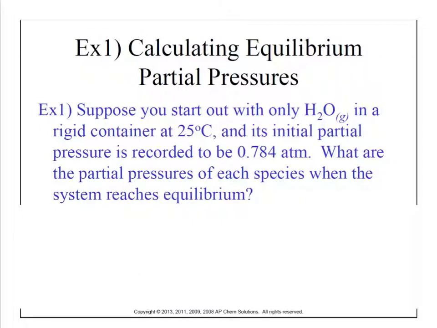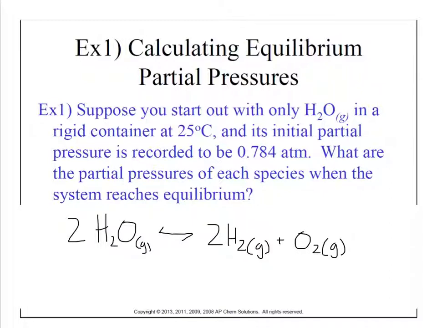All right, let's shake things up a little bit. Let's suppose we start out with only water in a rigid container, and it's gaseous water, not pure liquid, at 25 degrees Celsius. Its initial partial pressure is found to be 0.784. So we have 0.784 atmospheres of water inside of a container. What are the partial pressures of each of the species when the system reaches equilibrium?